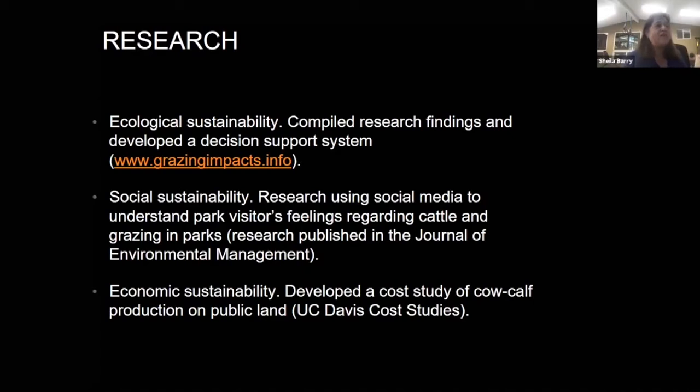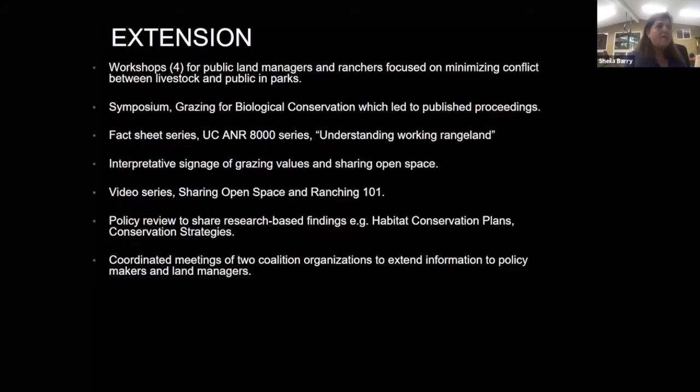And then my extension efforts have also covered a breadth of areas, from workshops to symposiums to doing written material, both in fact sheets, interpretive signs, video series, policy review, and then working with coalitions. So it's a breadth of extension, and I would characterize myself as being opportunistic, meaning I work where I see there's opportunities and use different methods to reach different audiences.